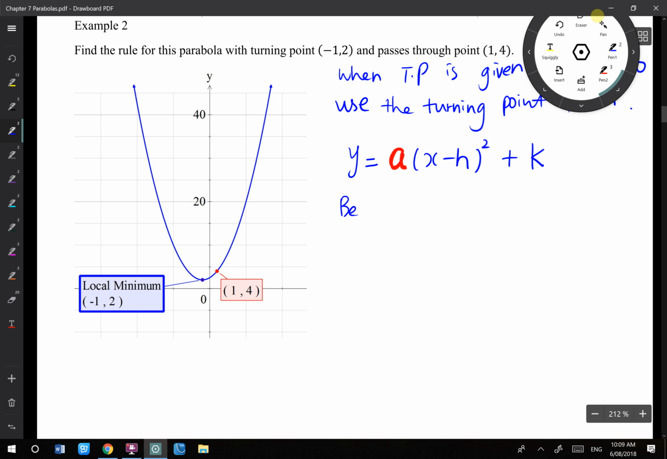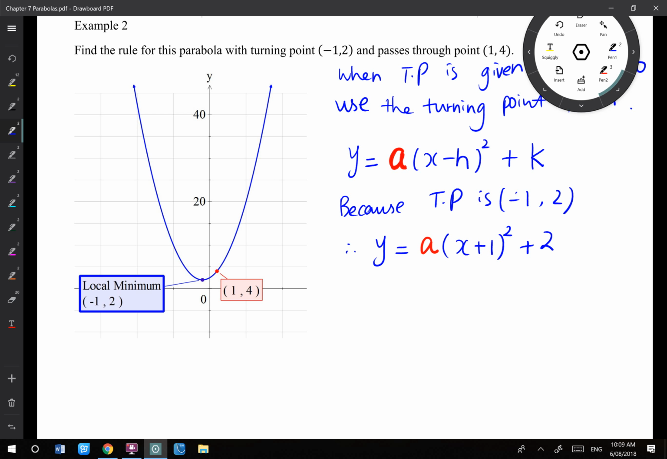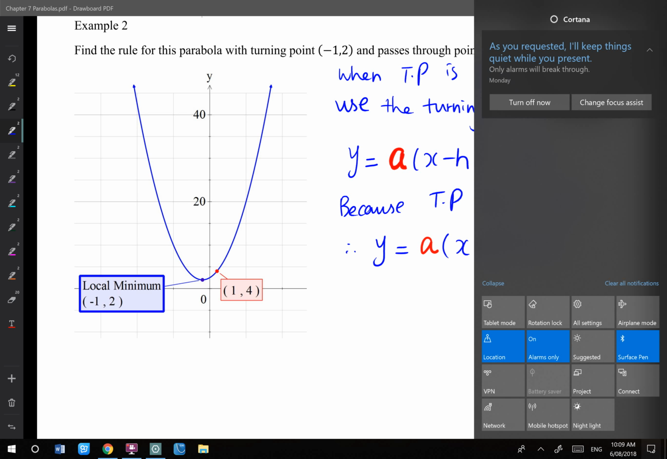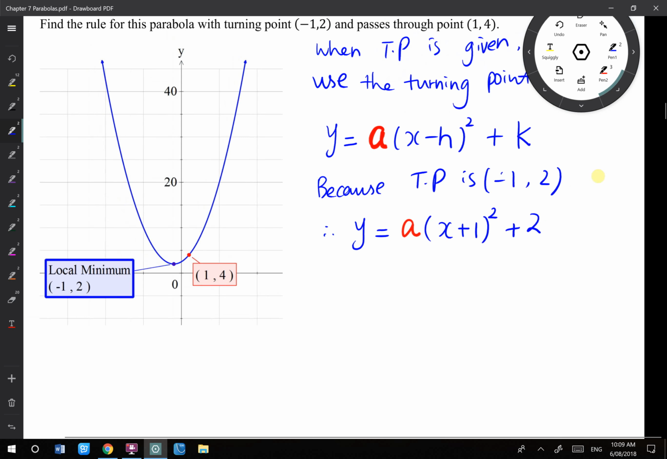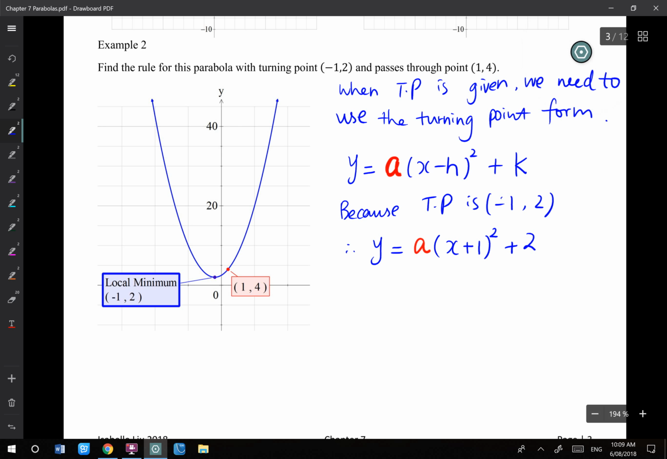Because the turning point is -1, 2, this equation must be y equals a(x plus 1) squared plus 2. h is -1, so it's x minus -1, so that's x plus 1. So I should have x plus 1 to have the x value of the turning point be -1. That's according to the turning point what we should have.